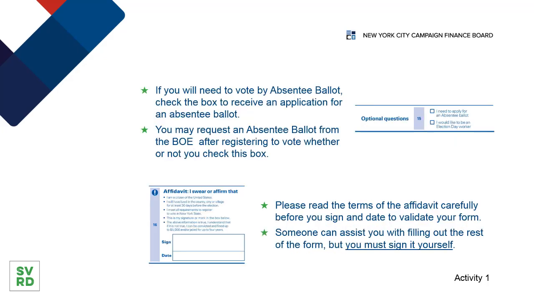Section 15 is optional. Many students will be going away to college. This means they will have the choice of voting either in New York or in the town where their school is at. If they decide to vote in New York, they will need to apply for an absentee ballot. They can request a ballot be sent to them by checking the box in Section 15. If the student will be 18 on Election Day, they can check, "I would like to be an Election Day worker." Please have students read the terms of the affidavit carefully and sign a date to validate their form.